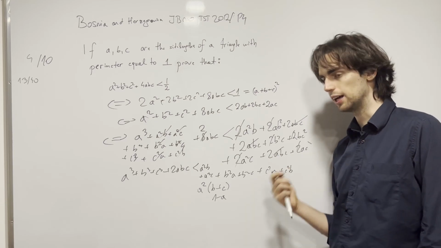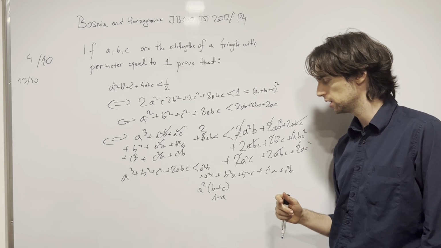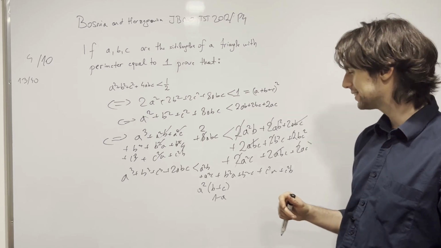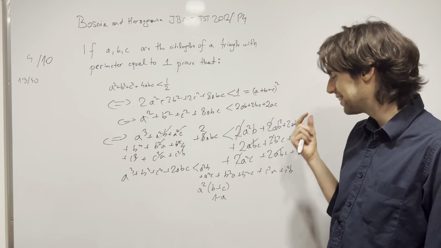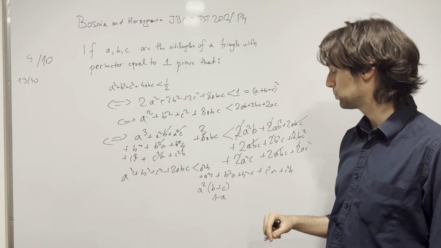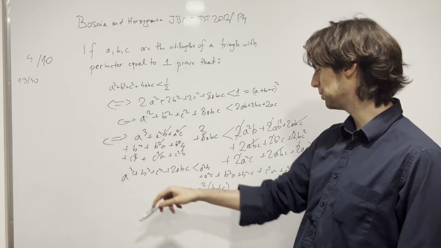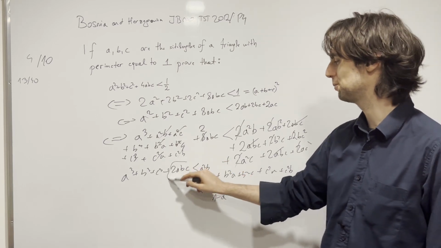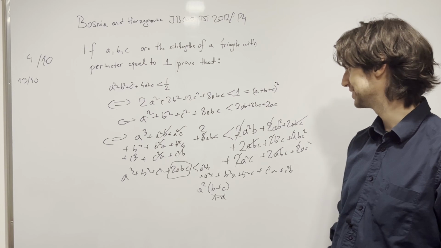Can we do anything else? Well, we haven't used the triangle inequality in any way, shape, or form. And here it seems like it's almost as good as we need it to be. Because we have b plus c is greater than a, and then we'll get rid of a cubed, b cubed, c cubed, but we'll be left with 2abc, which is just no good.